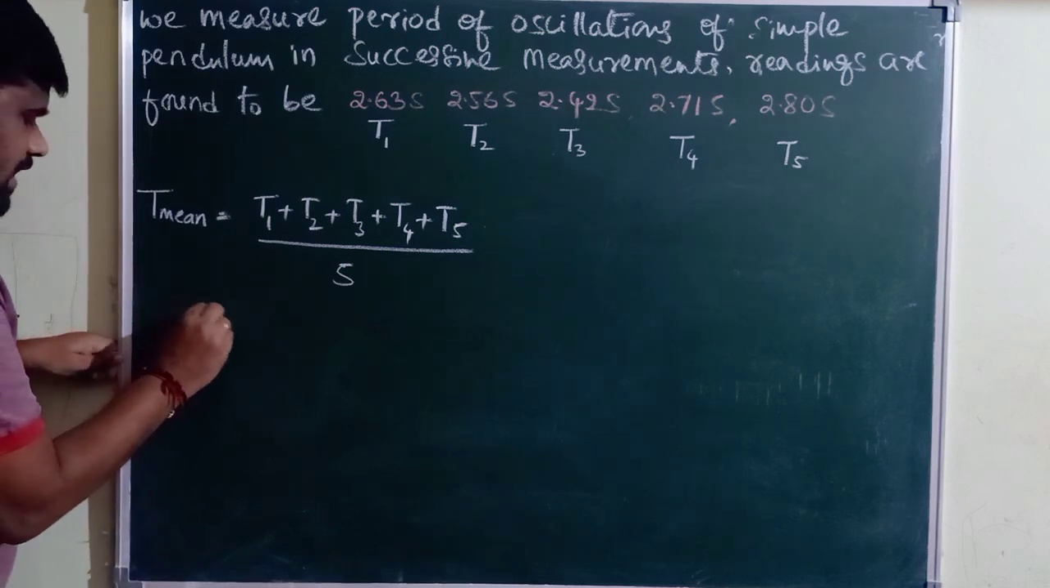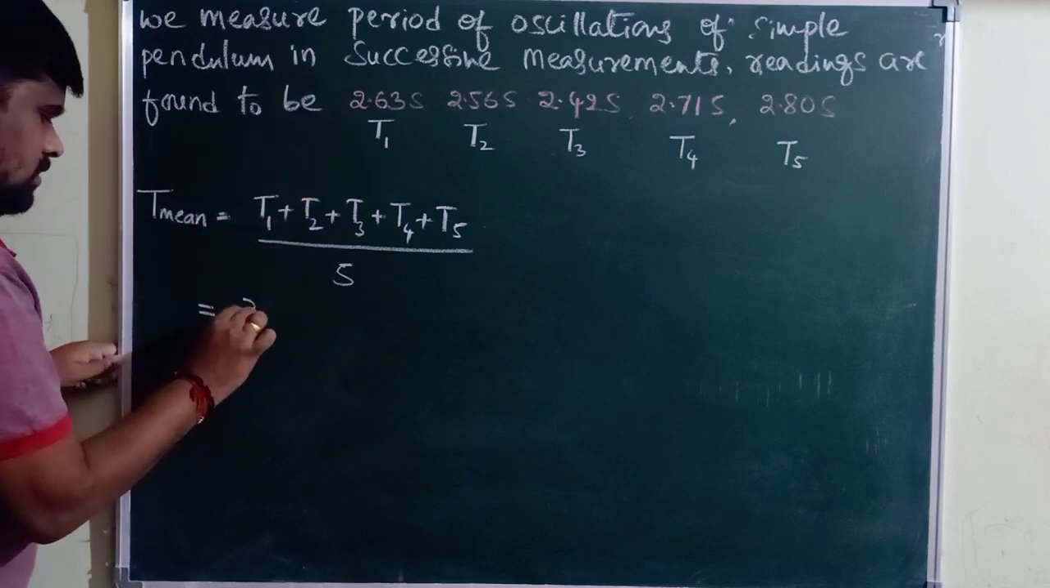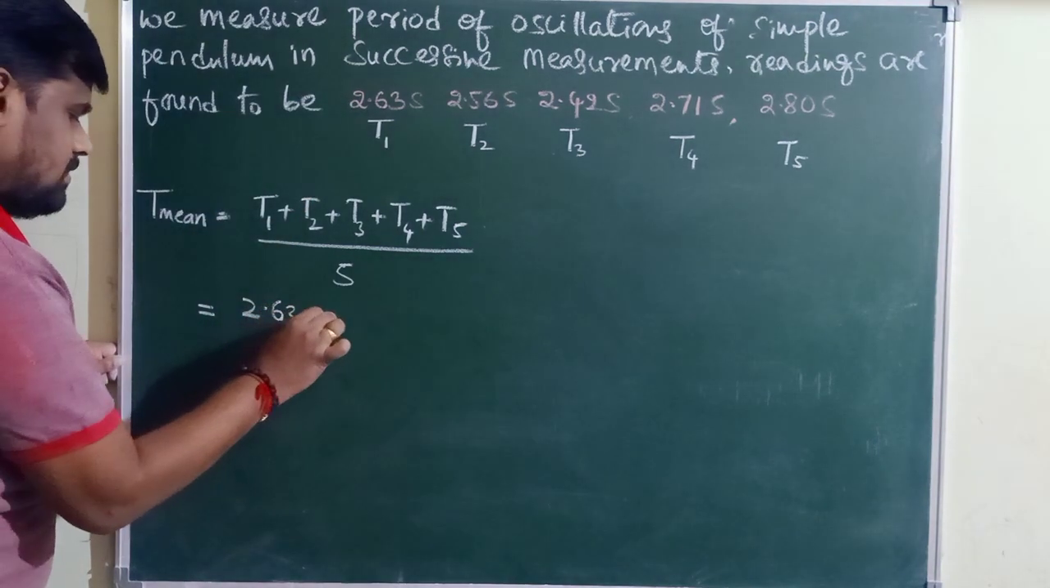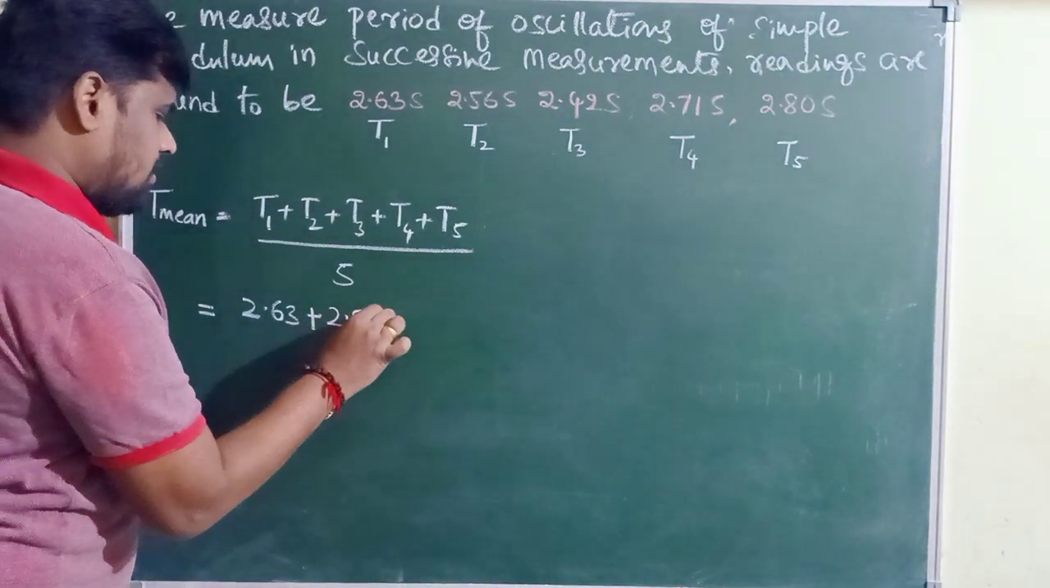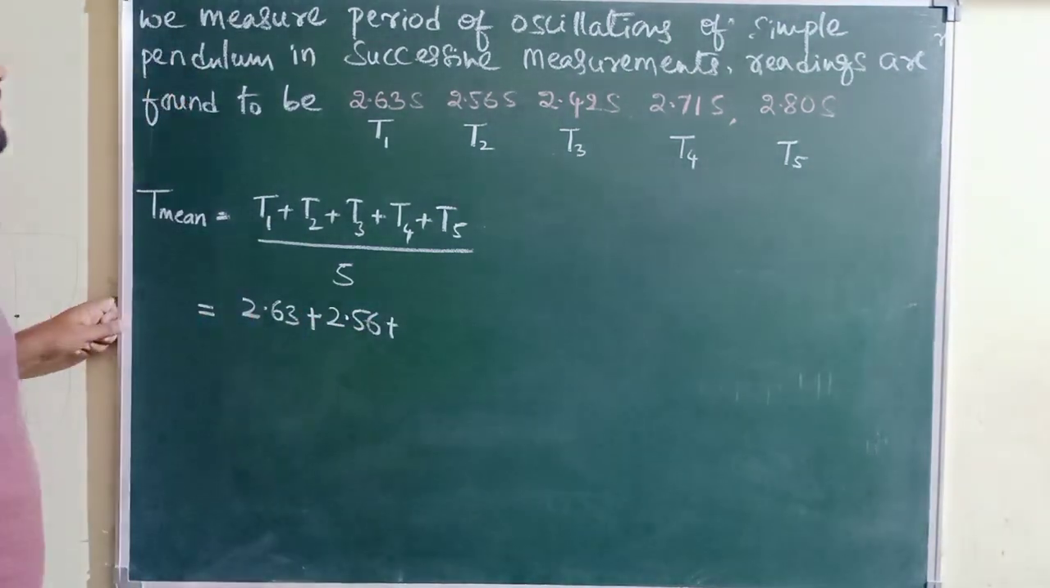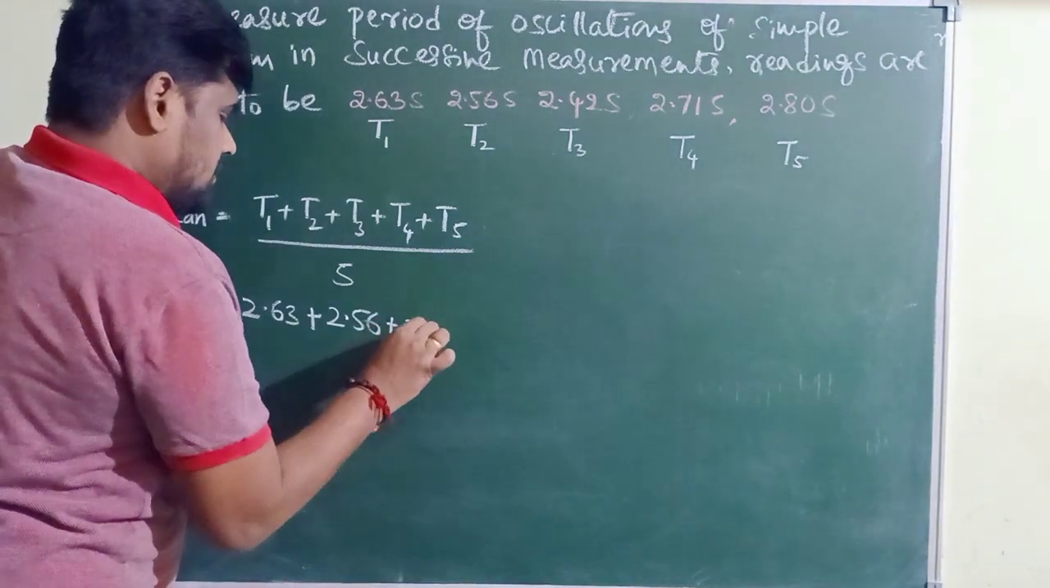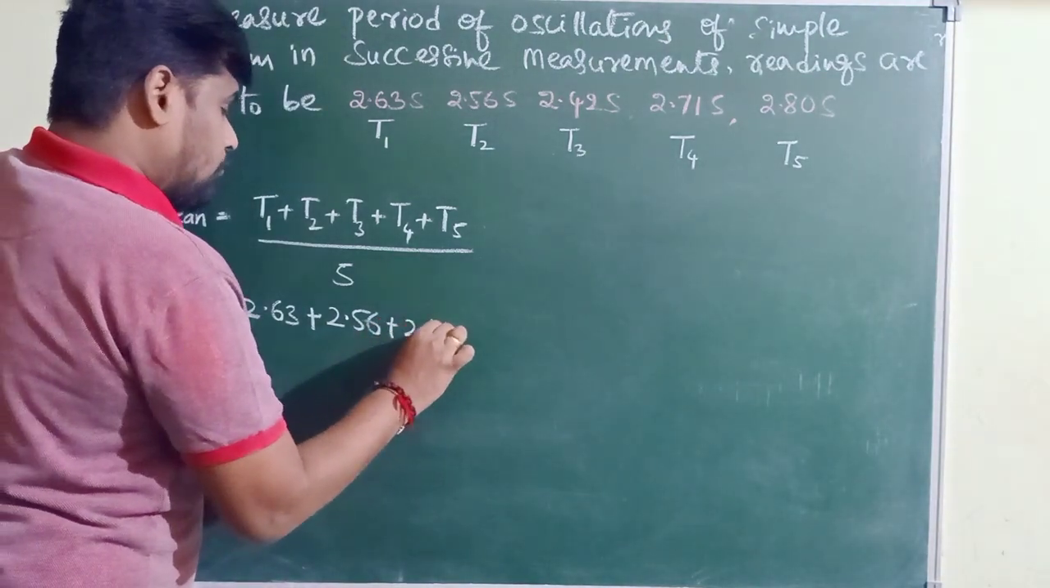What is the value of T1 here? T1 is 2.63 plus T2 is 2.56 plus T3 is 2.42.